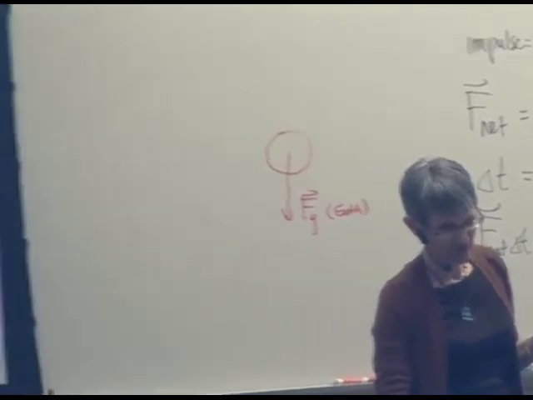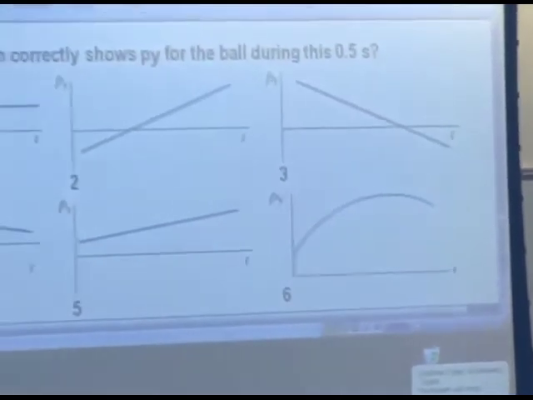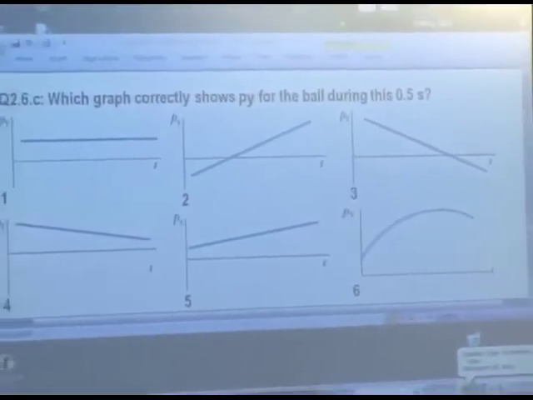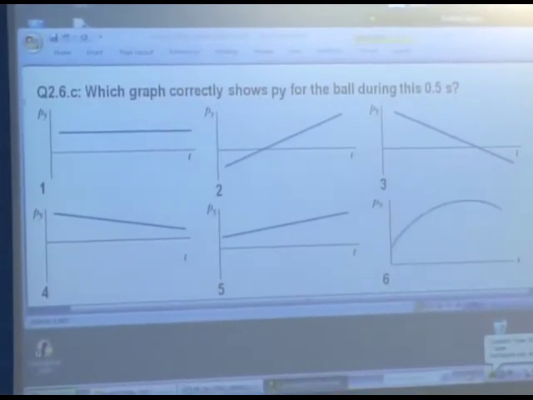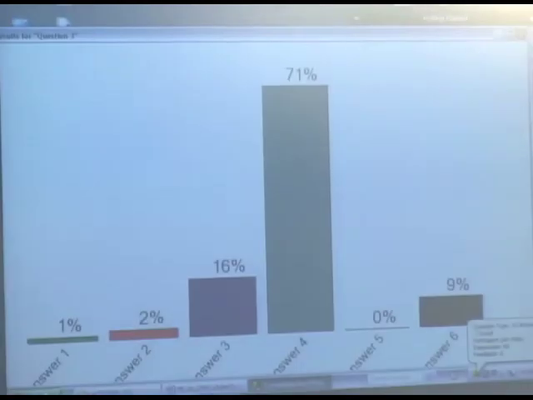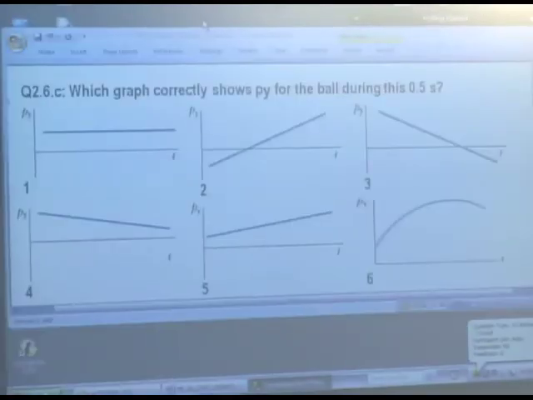Given that, during this half a second, which graph shows p sub y for the ball you just kicked? You just calculated the net impulse, so you calculated the F net delta t part. And you know the initial momentum, the initial velocity was 370 meters per second. So we're just looking at the y component of momentum. Yes, 4 is correct. And how do we know that?